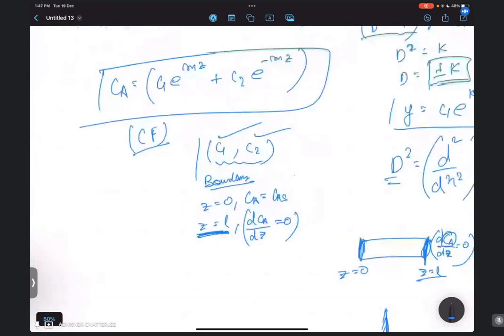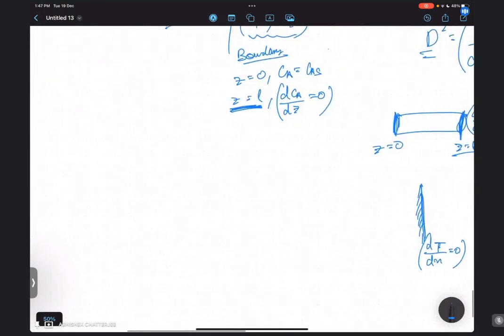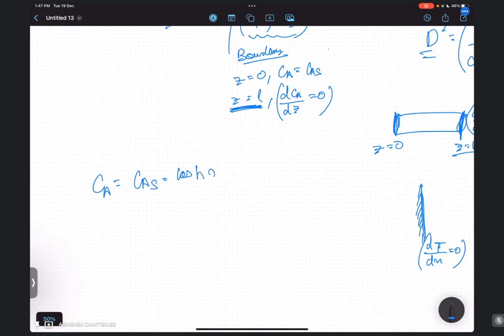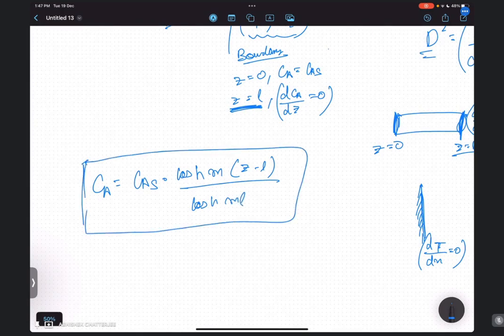Once you find the C1 and C2 values, you put them in this equation, and finally you will get an equation that is CA equals CAS into cosh m(z minus L) divided by cosh mL. ठीक है?